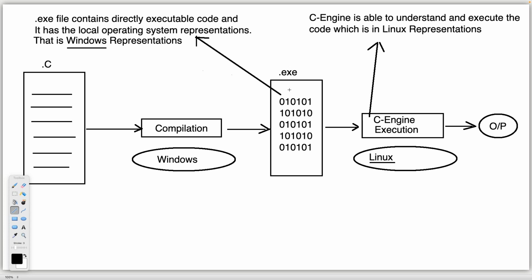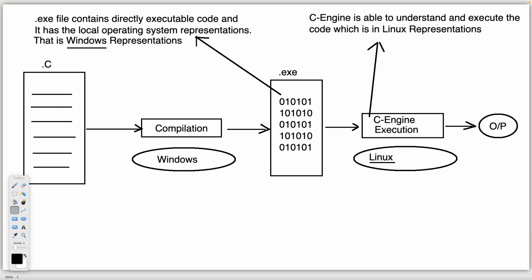We are providing the Windows-represented .exe file to the C engine which is on Linux operating system. But in this case, C engine is expecting what representations? Linux representations. But we are providing Windows representations. Is some mismatch identified or not?